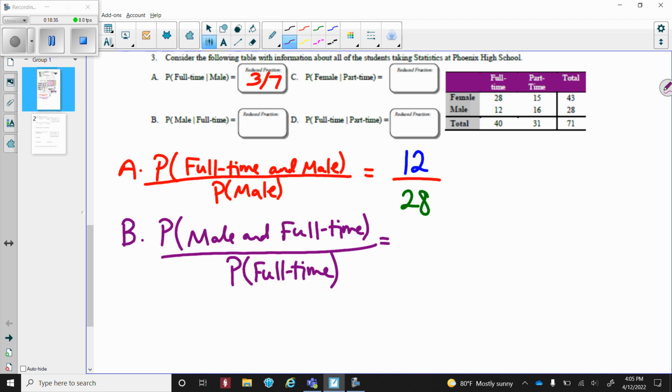So if we look at the chart, full-time male still intersects in the same place, still intersects at 12. But our new total that we're going to be looking at is the total number of people that are full-time, which comes from this 40 over here. So our denominator, instead of being 28, is going to be 40. So when we are rewriting our simplified fraction, instead of writing 12 over 40, we are going to write it as 3 over 10.